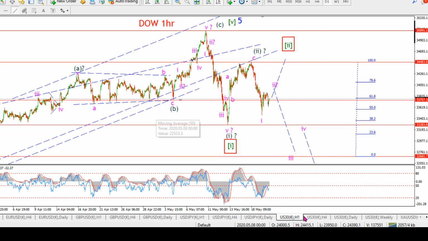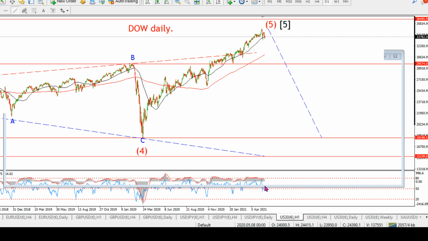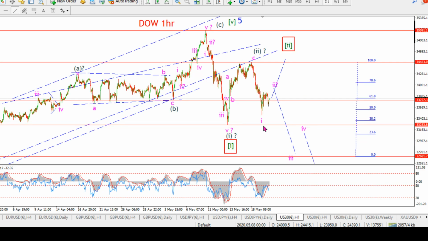Let's see if I can get rid of that. Okay. The alternate count is the same. It's just at 1 degree higher, basically. So we've got maybe an A, B, and C pattern underway. So maybe we're still building that right-hand shoulder.